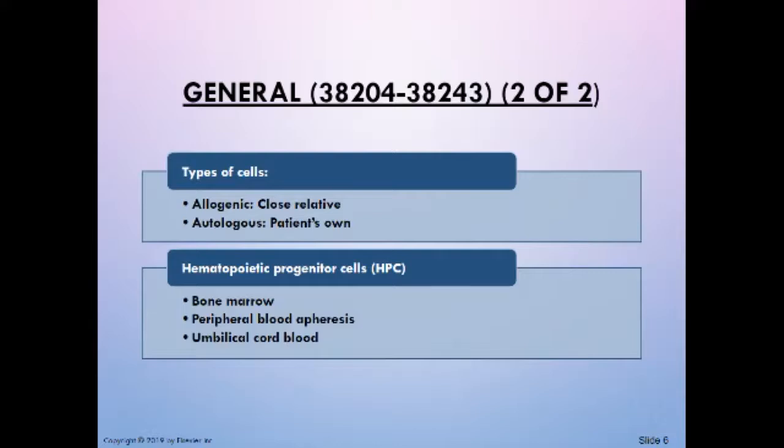Why would it be advantageous to collect stem cells from a close relative? Because there is a genetic similarity.